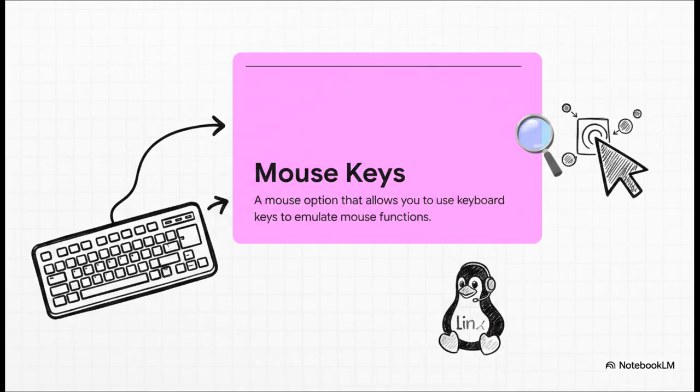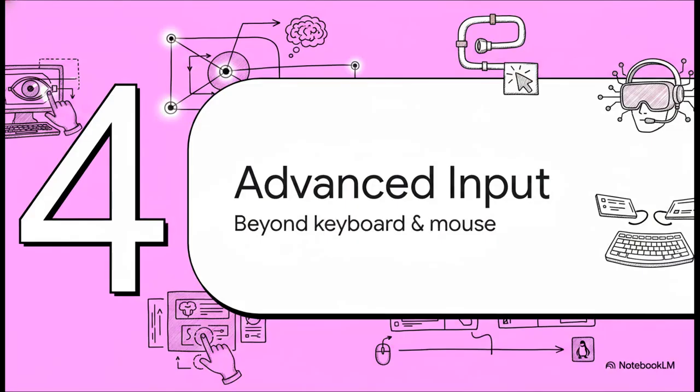And if using a mouse is the issue, well, you can just ditch it entirely. There's a feature called mouse keys that lets you control the cursor with amazing precision just by using the numeric keypad on your keyboard. You can move the pointer, you can click, all without ever having to touch a physical mouse. But of course, accessibility doesn't stop with just tweaking the keyboard and mouse.